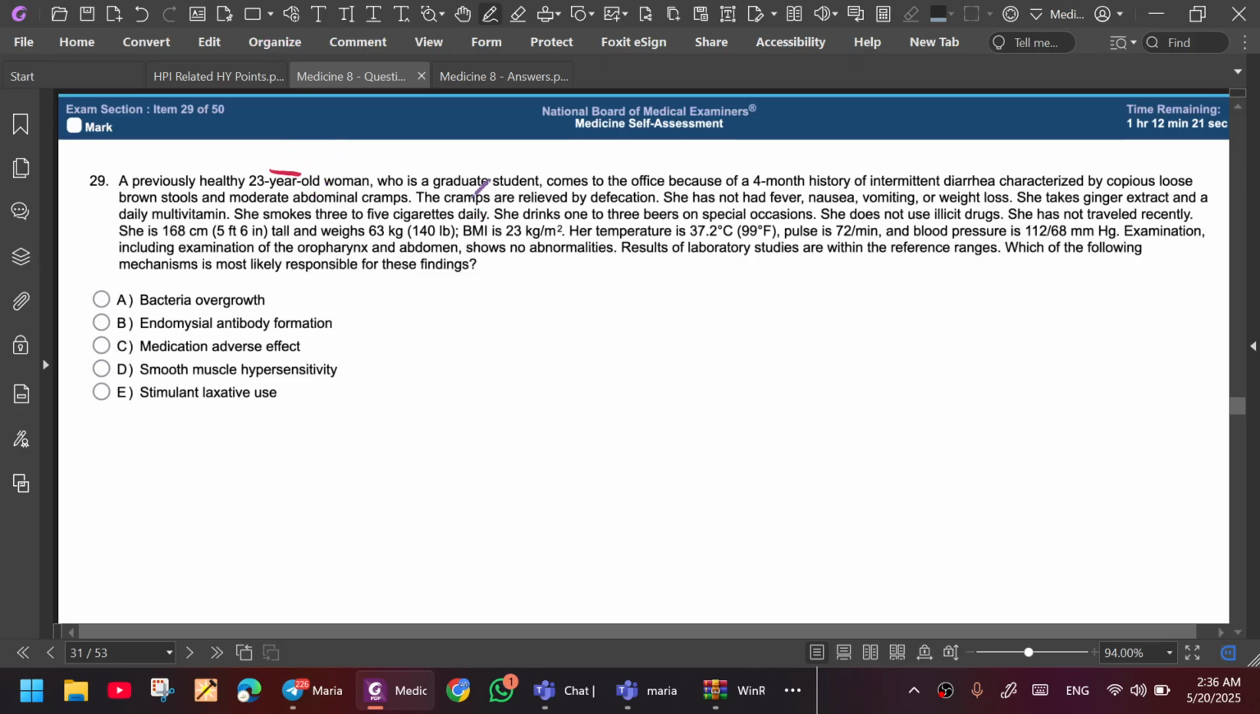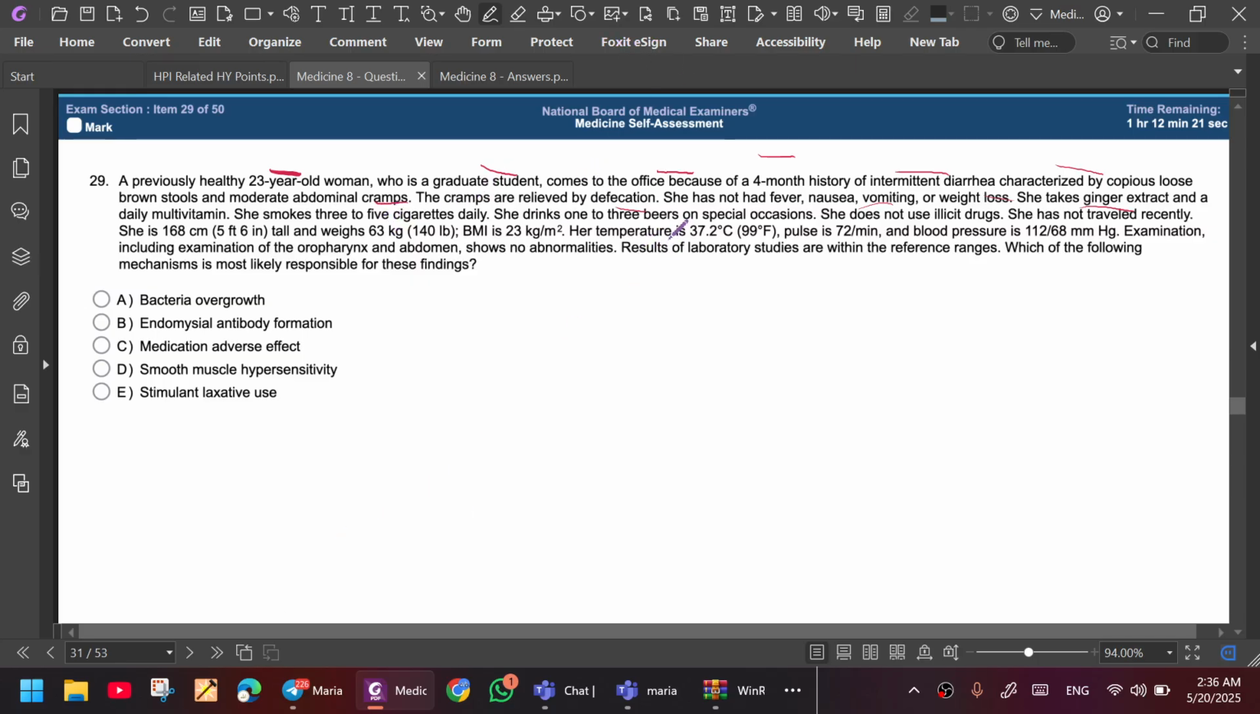A previously healthy 23-year-old woman who is a graduate student comes to the office because of a 4-month history of intermittent diarrhea characterized by copious loose brown stools and moderate abdominal cramps. The cramps are relieved by defecation. She has not had fever, nausea, vomiting, or weight loss. She takes ginger extract and a daily multivitamin. She smokes 3 to 5 cigarettes daily.